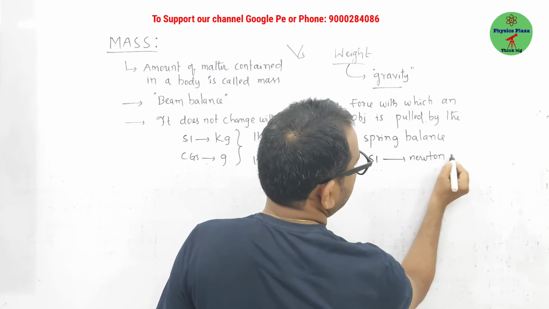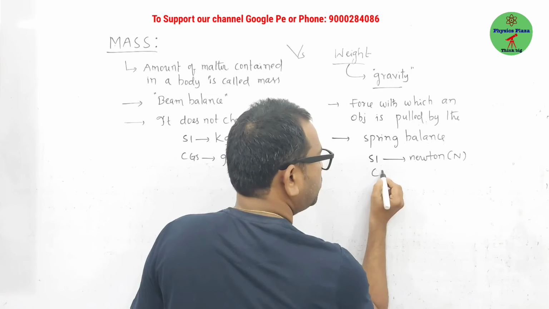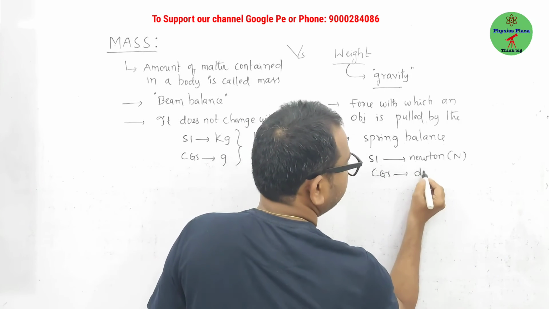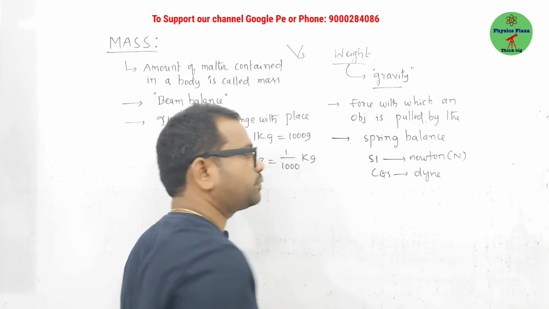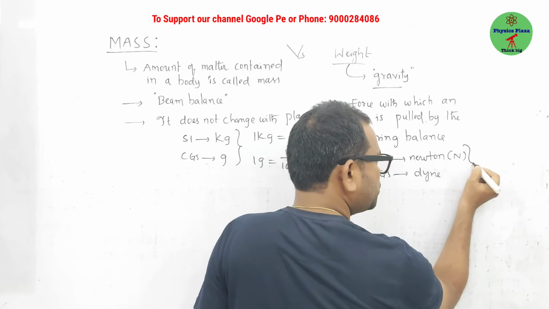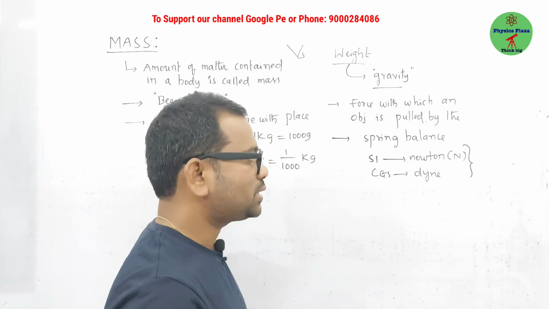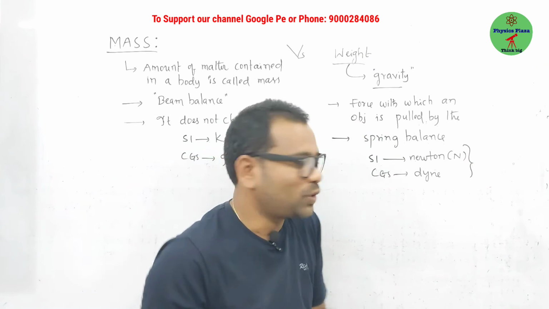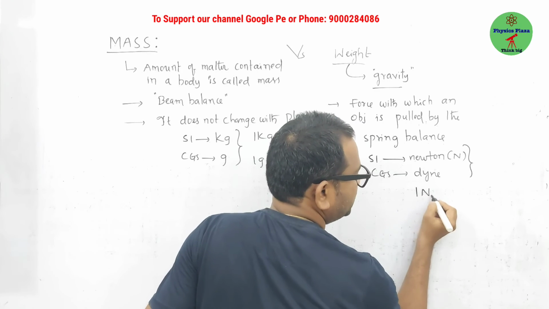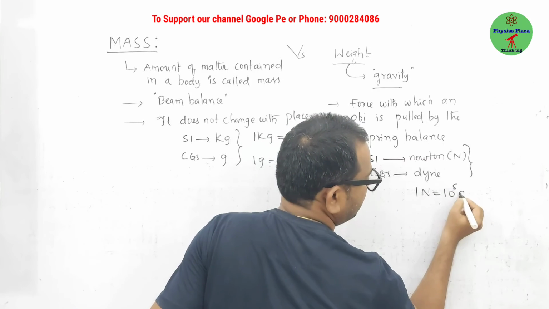I am talking about Newton, or the CGS unit, which is the dyne. So this relation is important. Of course, you may or may not have it in your syllabus, but it's very important to always have the knowledge. 1 Newton is equal to 10 power 5 dynes.